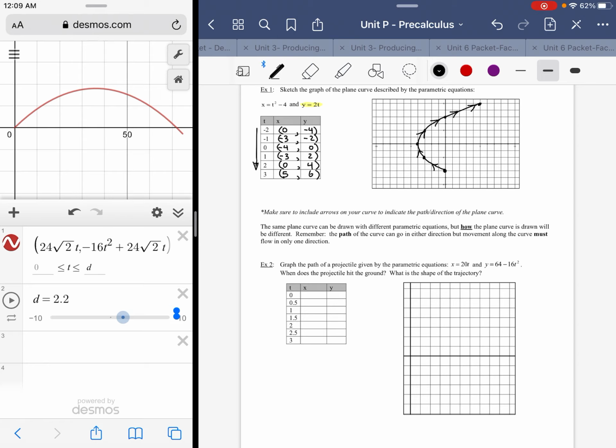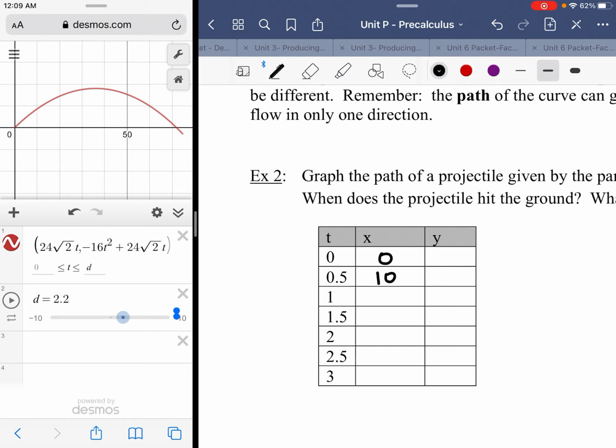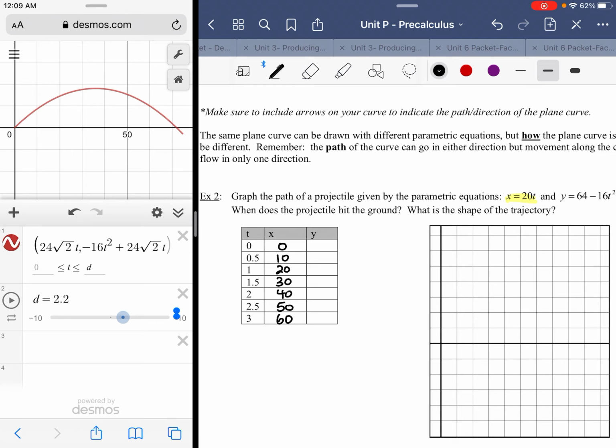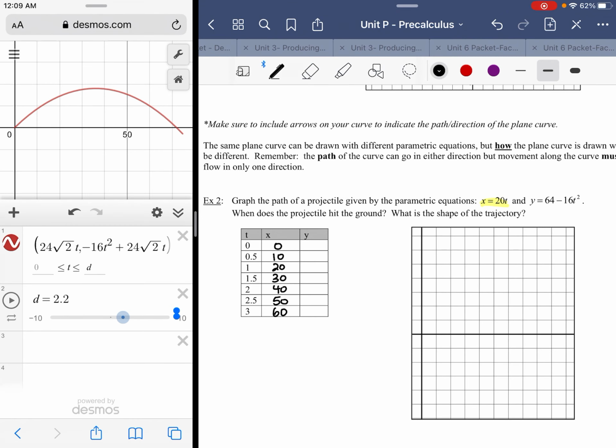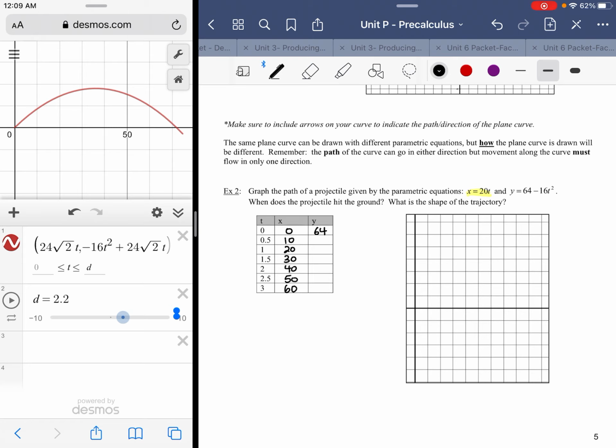Now, the next one, yeah, it's the same idea, but the numbers are a little juicier. We're going to multiply all of the t values by 20. So 0, 10, 20, 30. It's linear, so we're increasing by 10 every step of the way. Then 64 minus 16t squared. Well, 64 minus 0 is 64. 1/2 squared is a quarter. So 16 times a quarter is 4, so 64 minus 4 is 60.